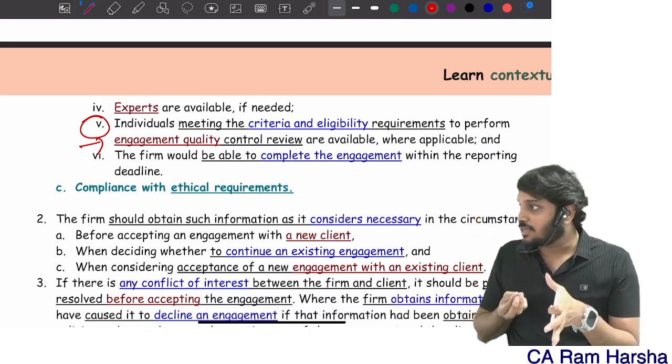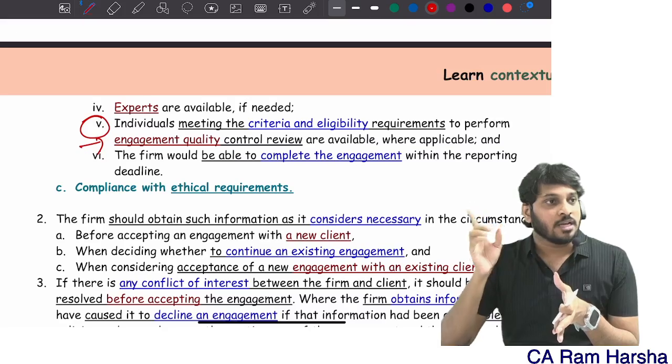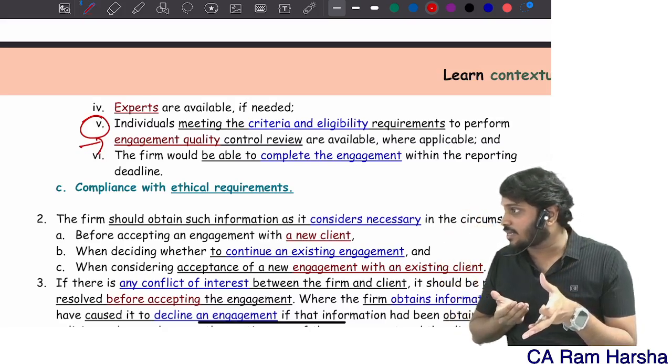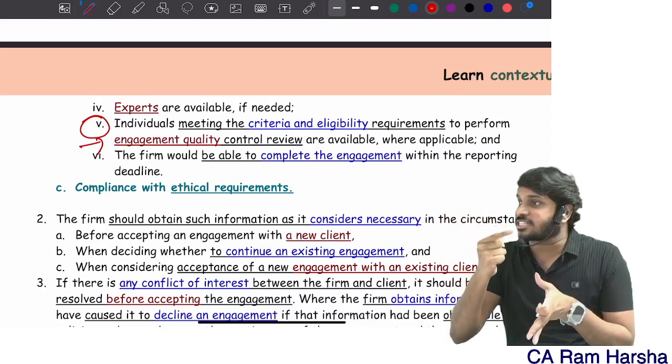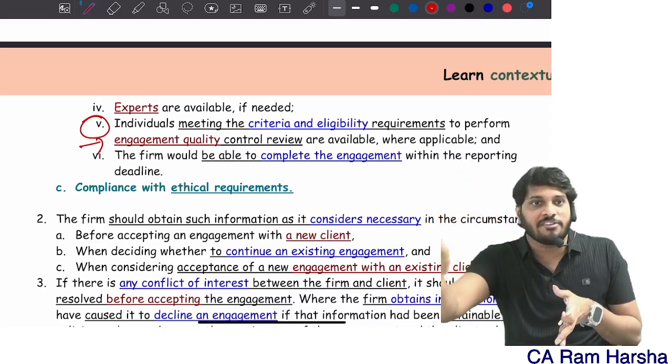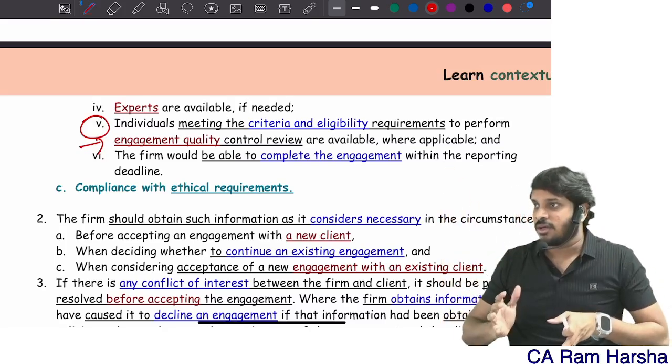Suppose I'm a sole proprietor. Then I will go to my network firm partner. Suppose I'm not belonging to a network. Then I will ask a suitably qualified external person. I will call him. What will I ask him?